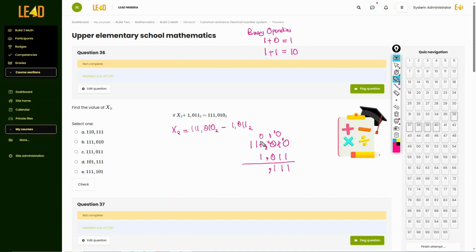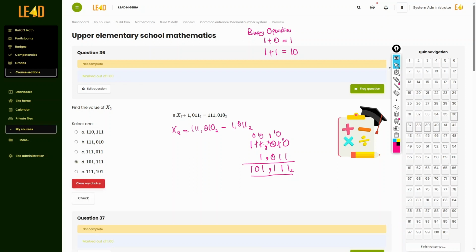Okay, now here we have 0. We borrow 1 from here, we have 0. Put that 1 here, we have 10. 10 minus 1 gives you 1. And then you can bring down 0 and then bring down the 1. So the answer is 101, 111 base 2. That's D.